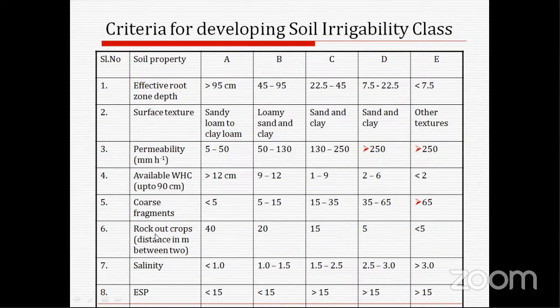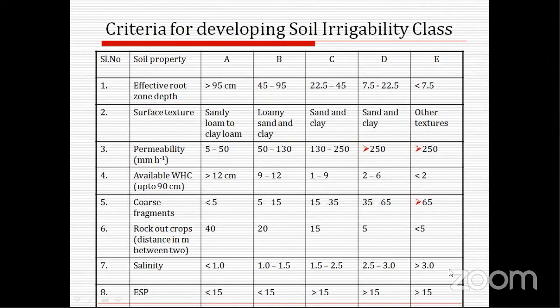And root outcrops, distance in meters between the two outcrops. How much can we maintain? 40, we can maintain 20, 15, 5, less than 5. And salinity conditions, students: here it is less than 1. EC conditions: it is 1.2 to 1.5, 1.5 to 2.5, 2.5 to 3, and more than 3.